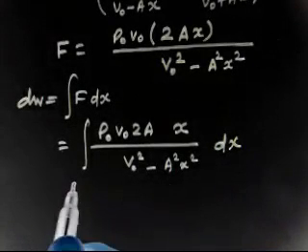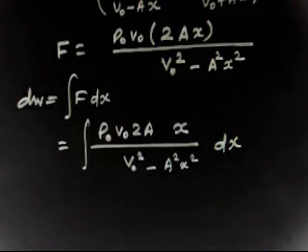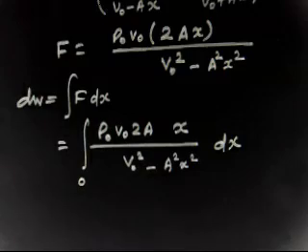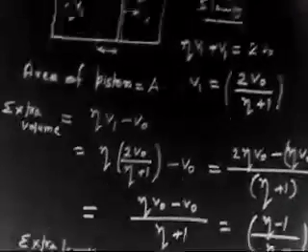Now the initial x, let us say it is 0. And now at equilibrium time we have already calculated that it will go up to a height.